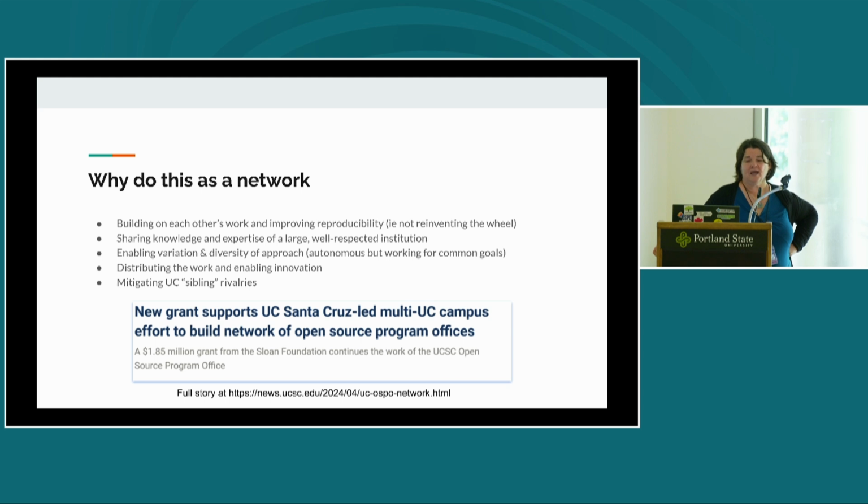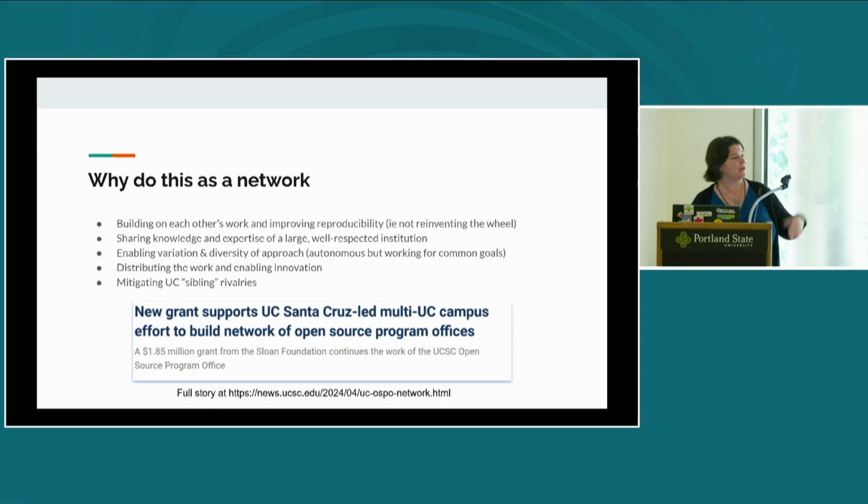And I also think it's important, I don't know if it surprises you at all, that campuses that are in the same system can sometimes have a little bit of competition. So I always say that the way we set up the network was a nice way to mitigate what I consider sibling rivalries between the UC campuses. It was actually important that it was done in a network, as opposed to a single campus saying it's UC led, or UCSC led. It was really important that we made it a consensus based approach, in the way that we structured it and in the way that we're actually doing the work.